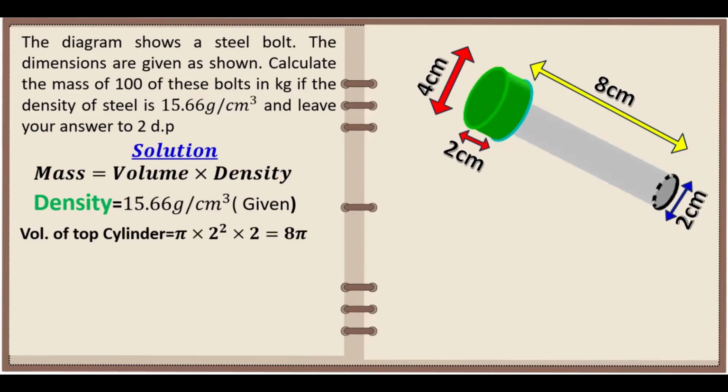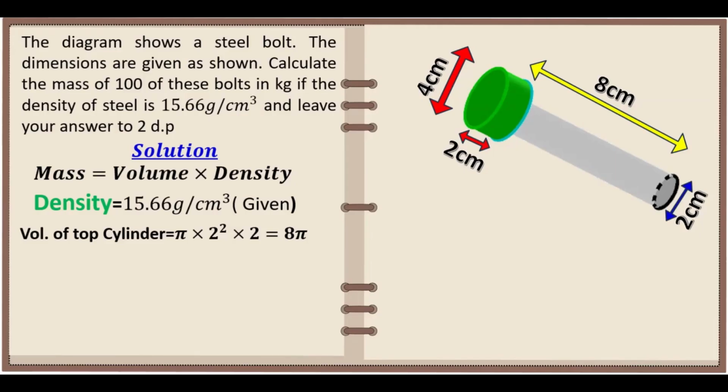The top cylinder has a diameter of 4 centimeters. So half of diameter will give us radius. And so the radius of the top cylinder is 2 centimeters, and the height of this top cylinder is also 2 centimeters. And so we know that the volume of a cylinder is pi times r squared times h. And so here r is 2, which is the radius, and the height is 2. We put all this together, pi times 2 squared times 2, and that gives us 8 pi. 2 squared is 4, 4 times 2 is 8. So we still keep the pi.